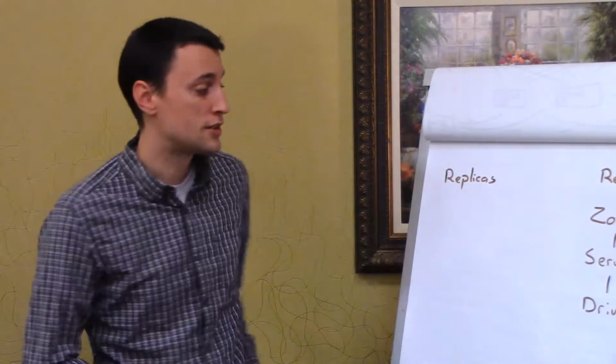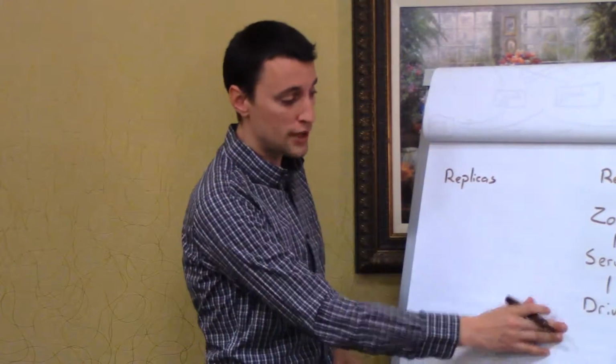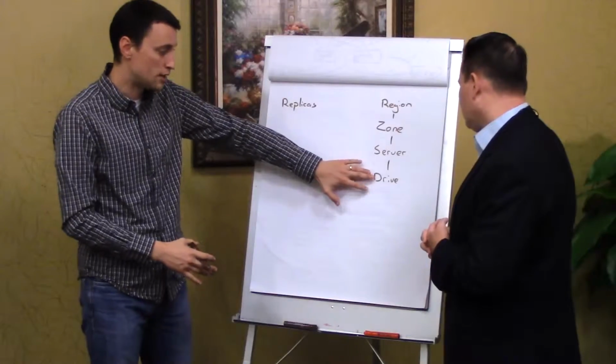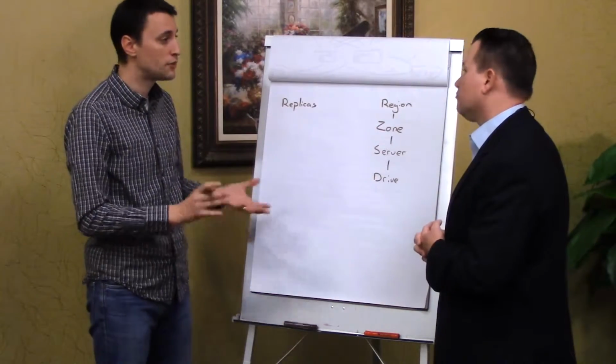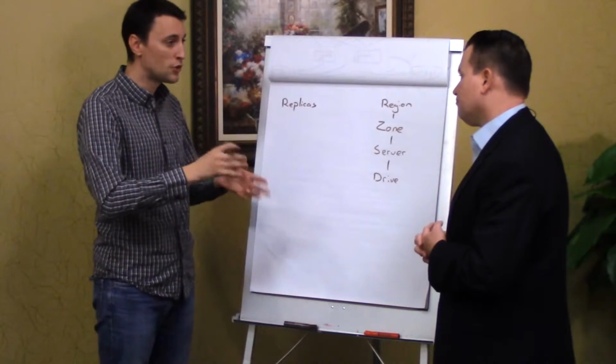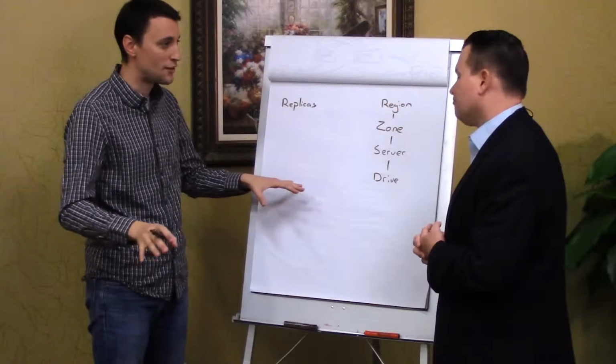Because here's how Swift does that. All the replicas are placed according to a hierarchy of your failure domains. The first failure domain is your hard drive. They fail all the time, so you've got to be able to get around that. So you want to make sure you have more than one copy on different hard drives.